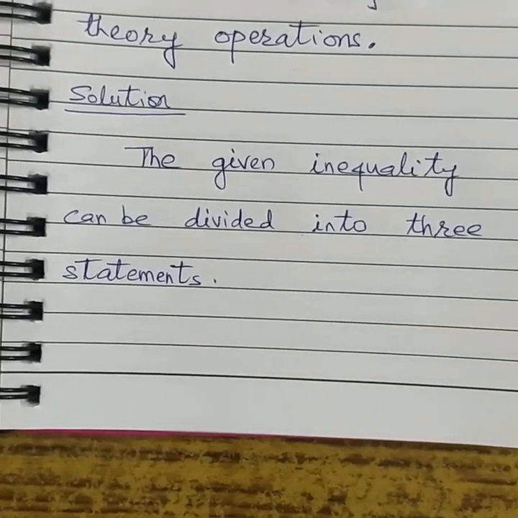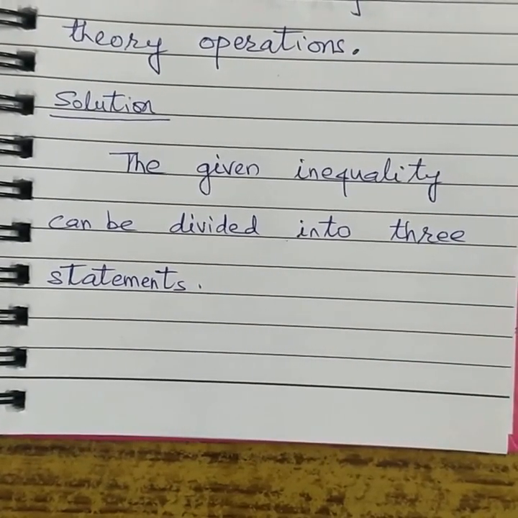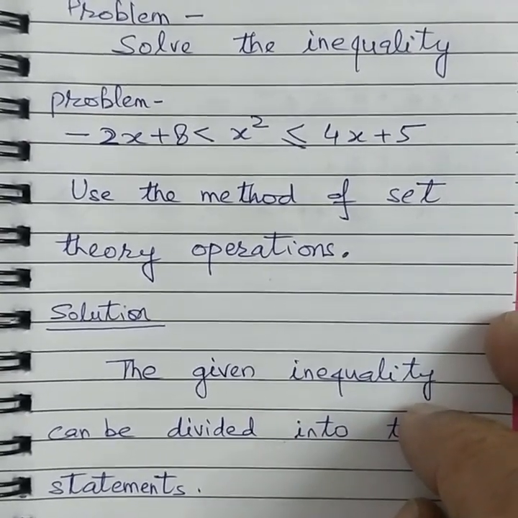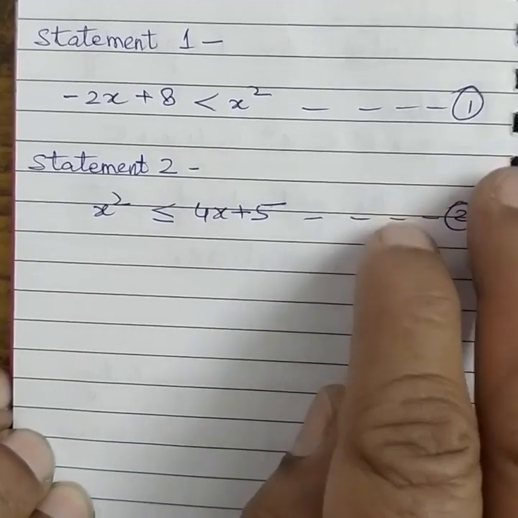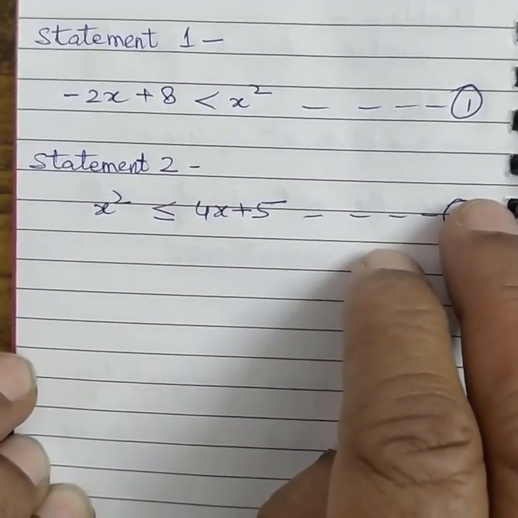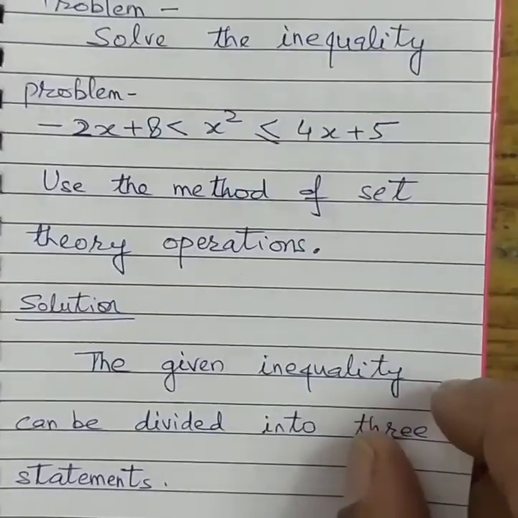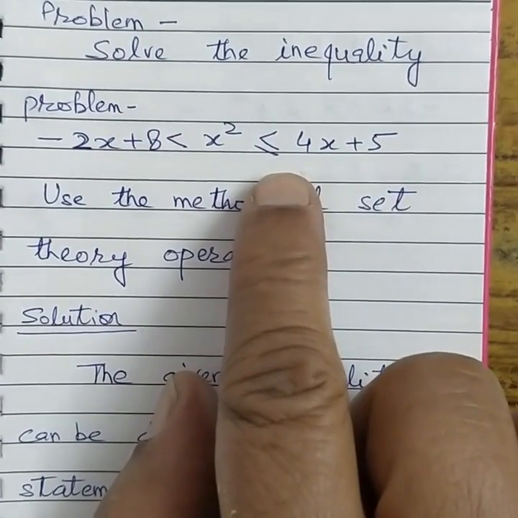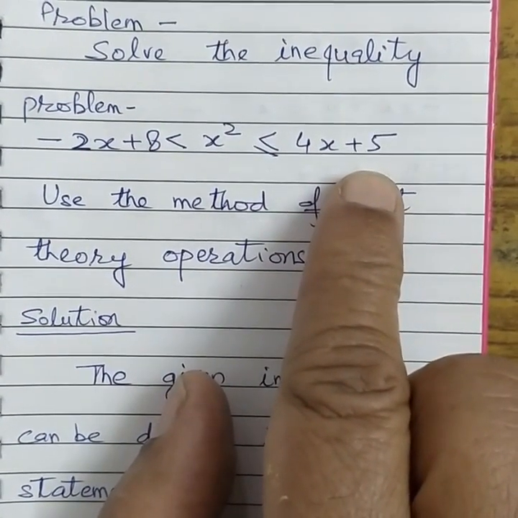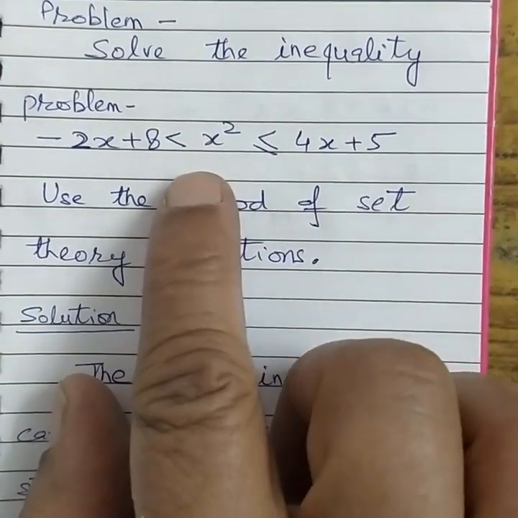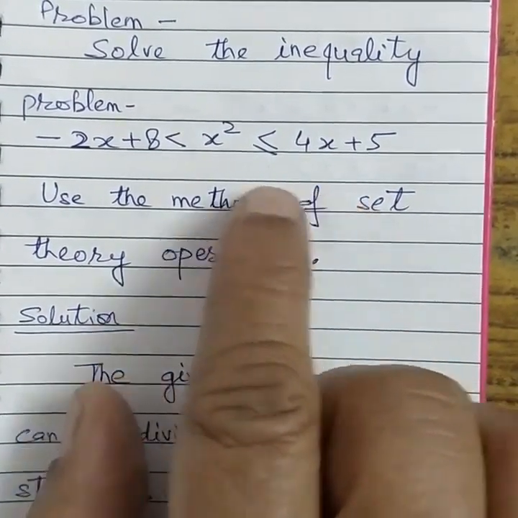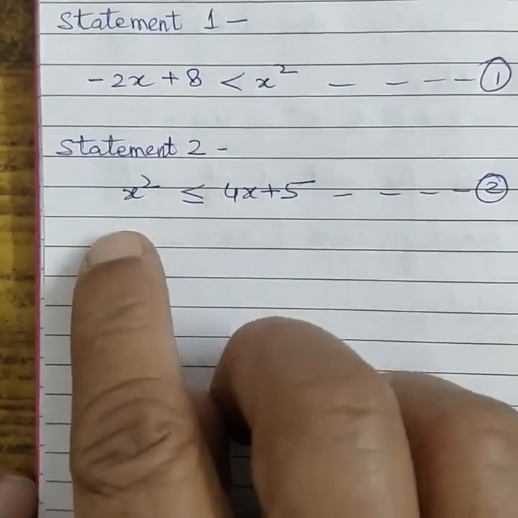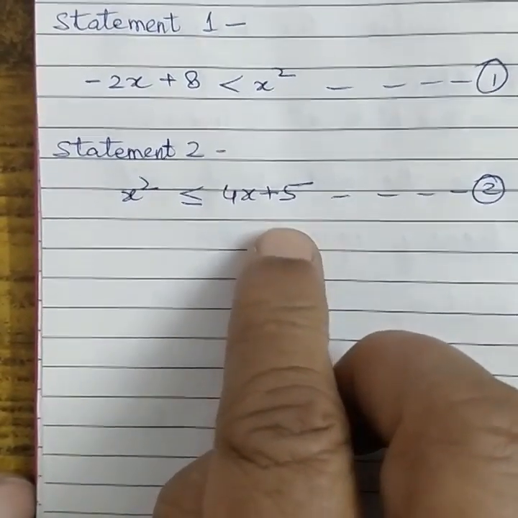The given inequality problem can be divided into 3 statements. In statement 1, minus 2x plus 8 and x square are compared. Hence, statement 1 is minus 2x plus 8 less than x square. In statement 2, the expression x square and the expression 4x plus 5 are compared. The inequality sign between these two expressions is less than or equal to. Statement 2 is x square is less than or equal to 4x plus 5.